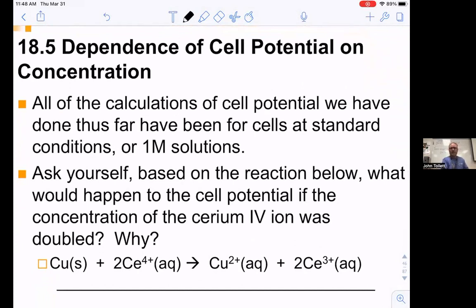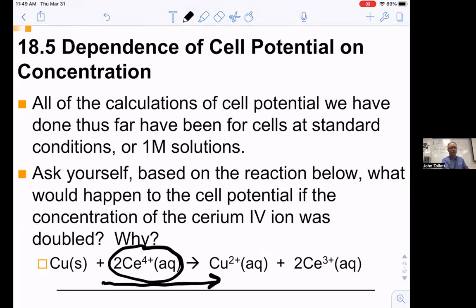So in this case, on the bottom, it says, ask yourself, based on the reaction below, what would happen to the cell potential if the concentration of the cerium-4 ion, which I'm circling, was doubled or quadrupled or increased even? If you increase the concentration of that ion, what do you think that would do to the voltage? Well, if you increase a reactant concentration, would it not shift, just thinking of Le Chatelier's principle, to more products? The voltage is actually a product. And so if something gives off a positive voltage, then it is spontaneous. You would actually be making this more spontaneous by increasing the concentration of a reactant.